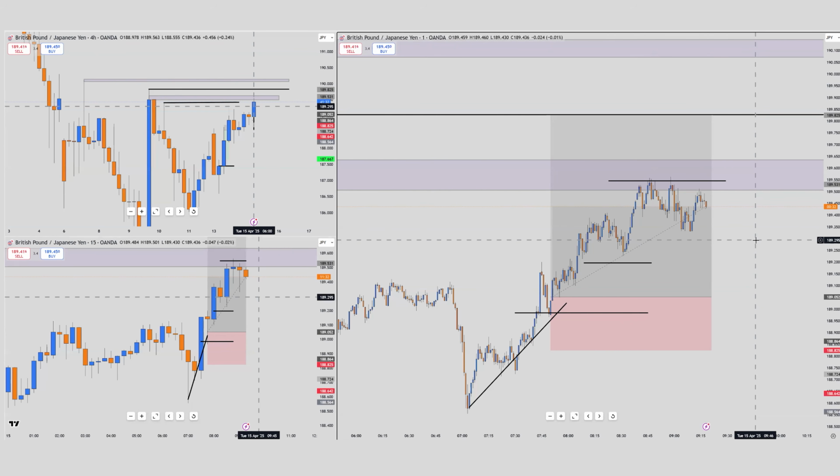Are you letting your trades breathe, or are you suffocating your own edge? As I always say, guys, continue to trust the process.